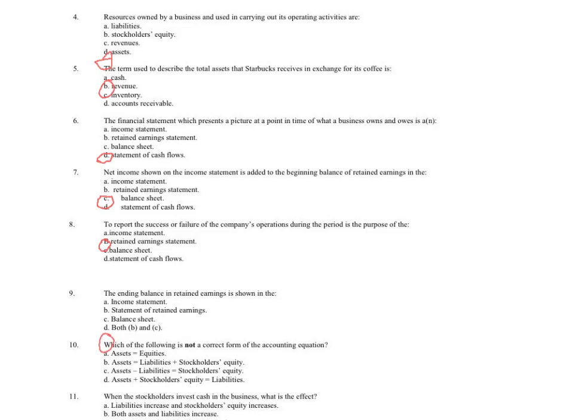Which of the following is not a correct form of the accounting equation? Assets equal equities, you add liability and equities. Assets equal liabilities plus shareholders' equity. Assets minus liabilities equals shareholders' equity. That's true. Assets plus stockholders' equity equal liability. That's nonsense.